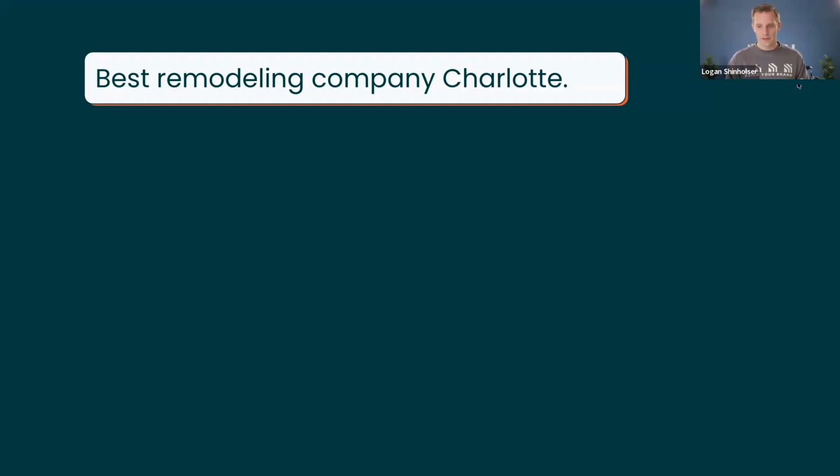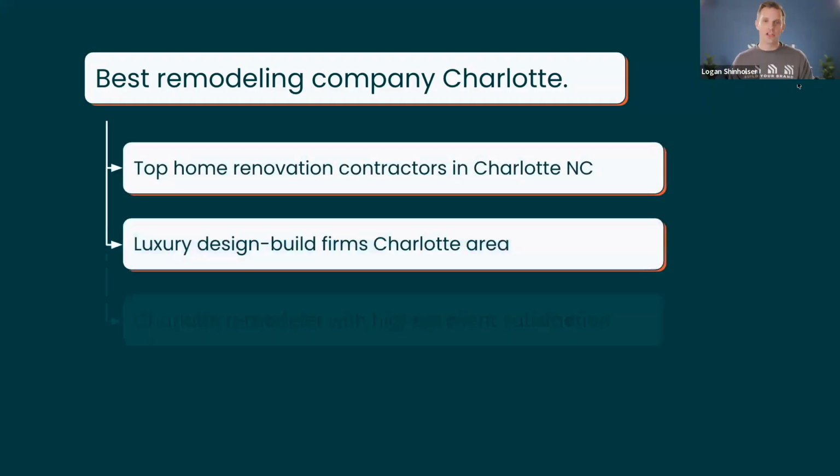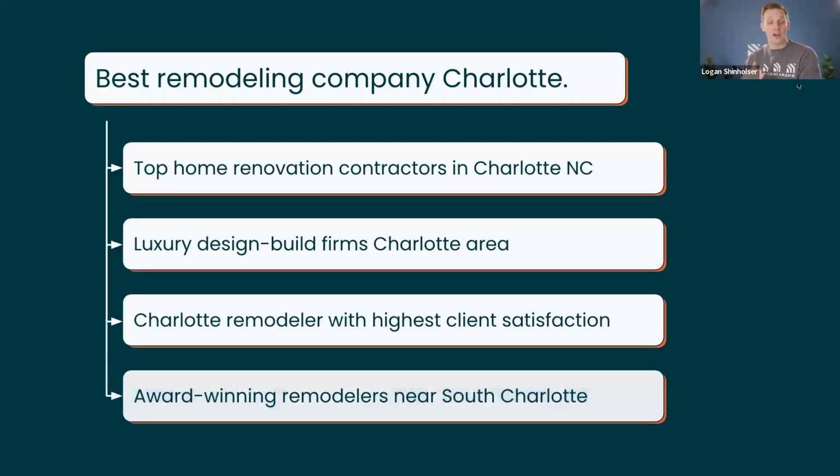AI is different. That first piece is that scanning idea, where AI is not just going to do this one search. What it's actually going to do is a bunch of different searches all at once. And what it's really doing is trying to figure out, what do you really mean? Do you really mean the best remodeling company? Or do you mean a luxury design build firm, or somebody with really high client satisfaction, or who has won awards, and maybe is in South Charlotte because it knows you're in South Charlotte?